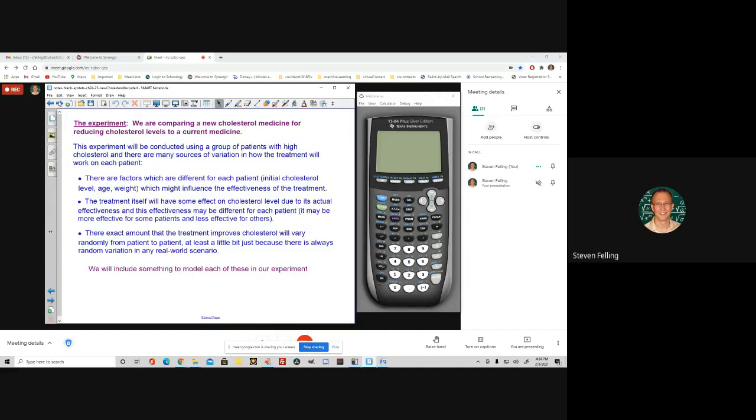All right. So this first thing is referred to as the cholesterol activity, and it has to do with imagining that we're conducting a test for a new cholesterol medicine and comparing it to a current cholesterol reduction level medicine. So we're going to conduct this using theoretically a group of patients with high cholesterol.